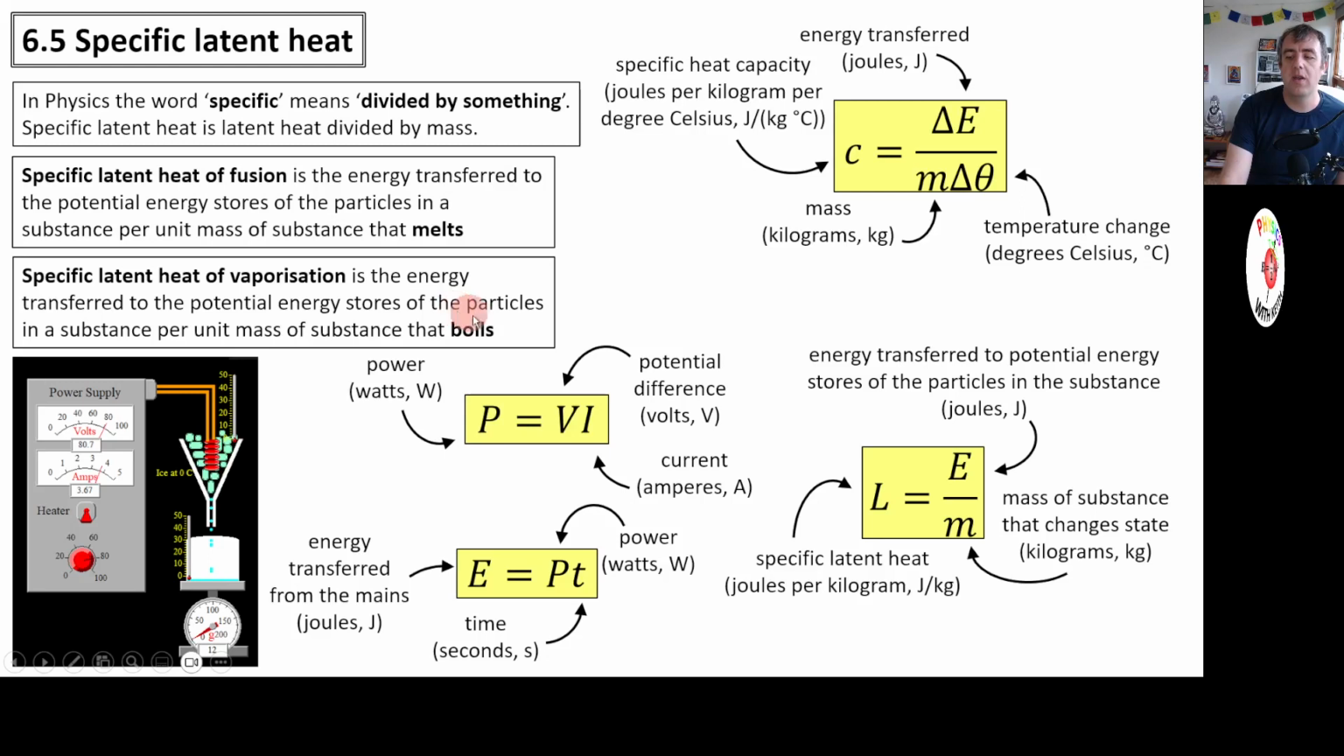We could do the same thing for vaporization by boiling water, measuring the mass of liquid water, putting energy in at a certain rate with a stopwatch, and then measuring the mass afterwards. The difference is going to be the mass of water that turned into steam and left the liquid water. And we can do the same thing.